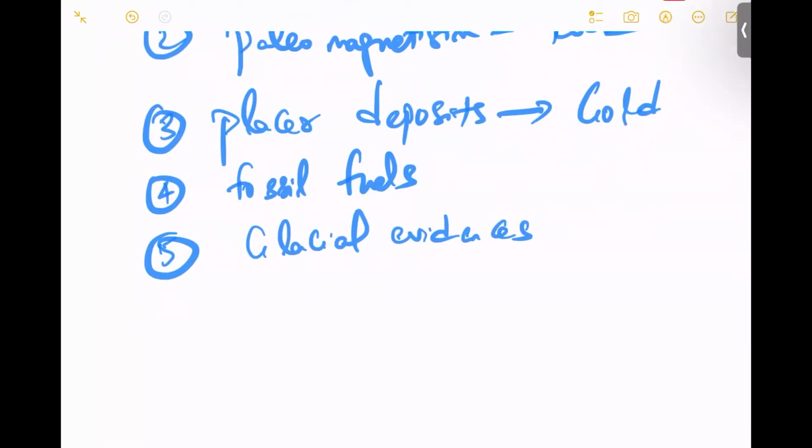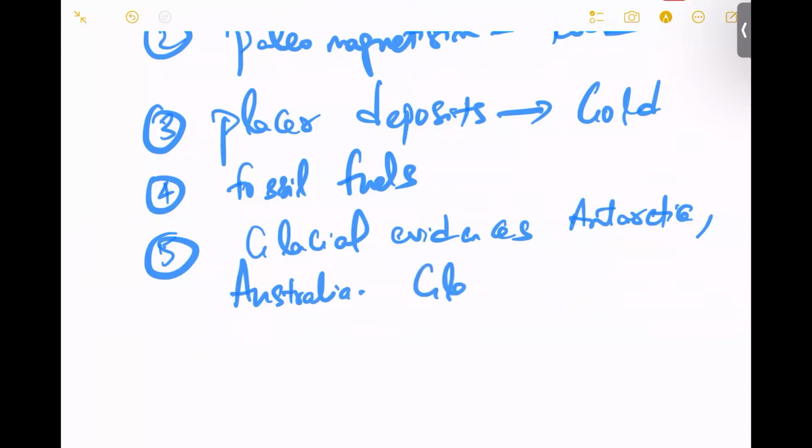How various continents like Antarctica, Australia are all trying to have similar glacial evidences. So this is one part.